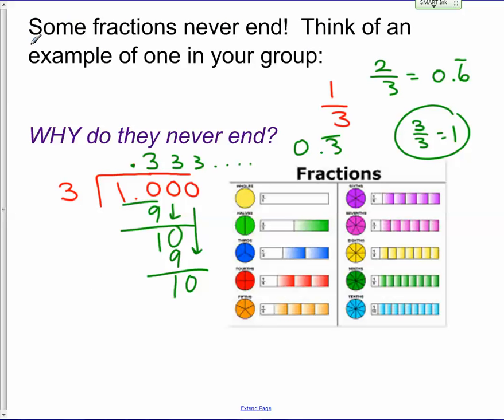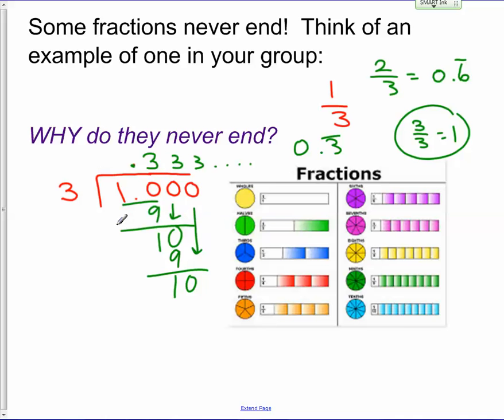And then I said, think of some fractions that never end. And 1/3 is a great example. And I said, why does it never end? Well, 1 is the dividend divided by 3. You put your decimal and bring it up. 3 times 3 is 9. I can't get more 3's out of 10. Think of this now as 10 divided by 3.